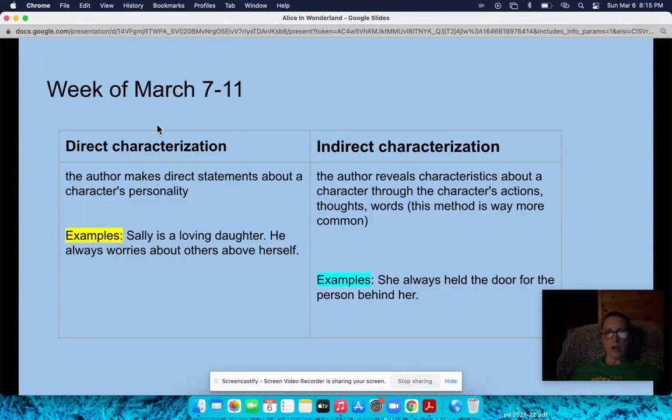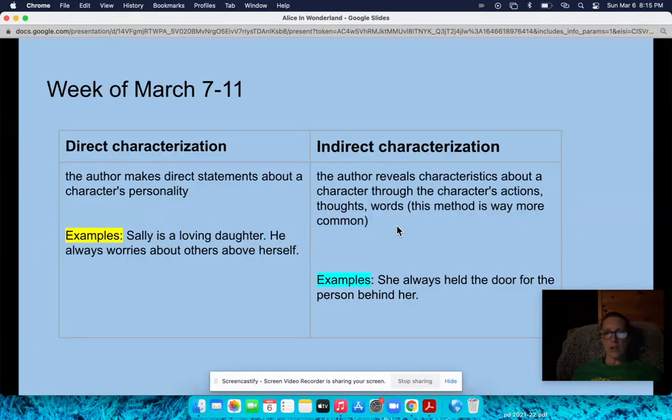You're going to learn about direct and indirect characterization. Direct characterization is when the author makes direct statements about a character's personality. So, through this type of characterization, we are able to easily see the character's personality because the author comes right out and tells us. And here's an example: Sally is a loving daughter. She always worries about others above herself. So, we know directly from what the author has said that she is a loving daughter.